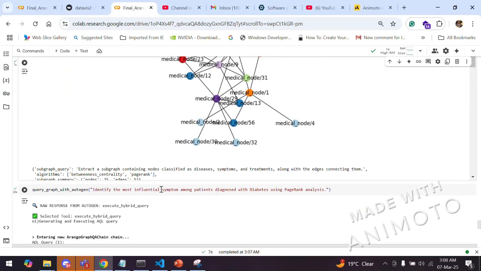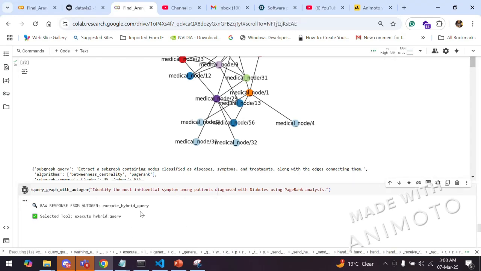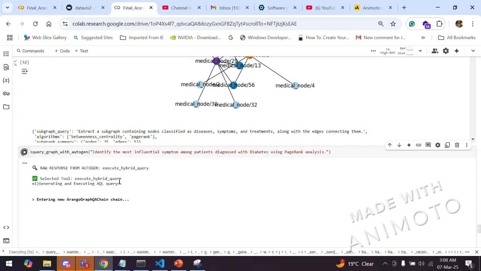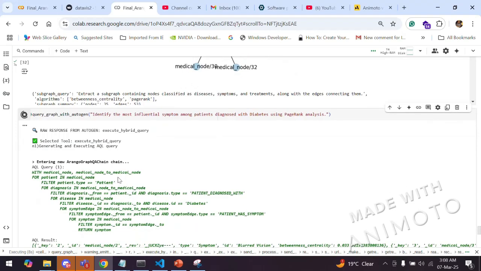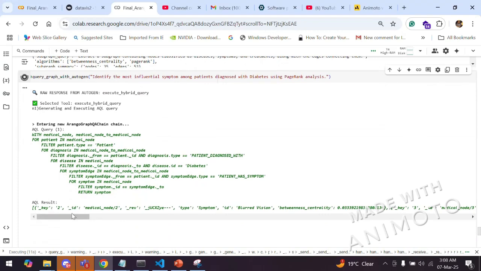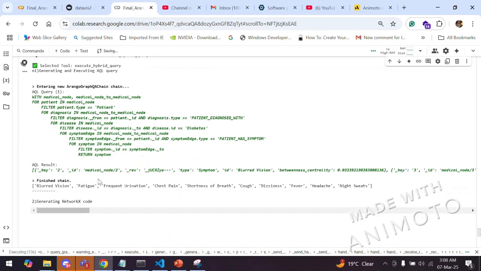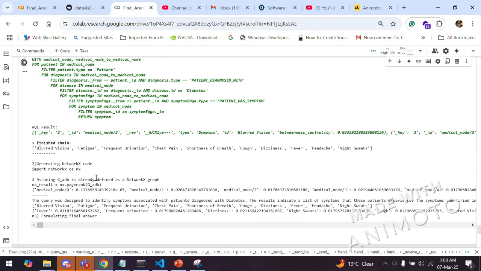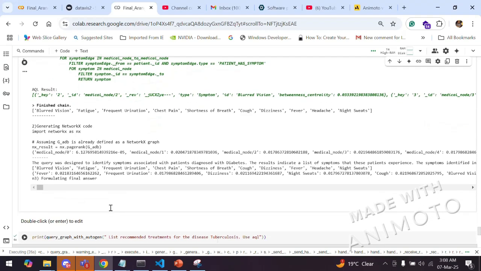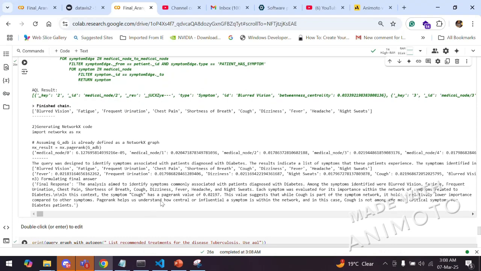Yeah, so you identify the most influential symptoms among patients diagnosed with diabetes using PageRank. If we just click on it, it goes to the hybrid query mode. So the tool is hybrid query. First it goes directly into the Arango graph QA chain. It fetches the results, finishes the chain, and then generates the network export. Wait for a while. Again it gets all the information. It's formulating the final answer. So that's it. That's our entry.